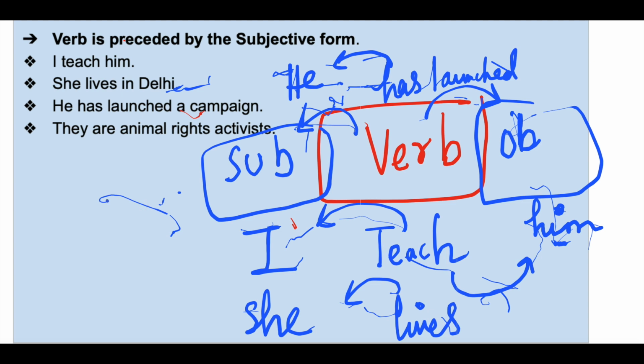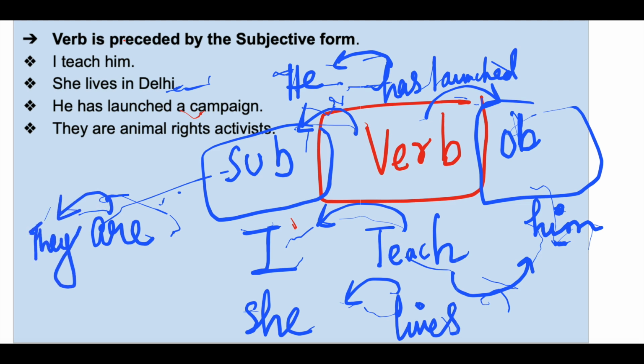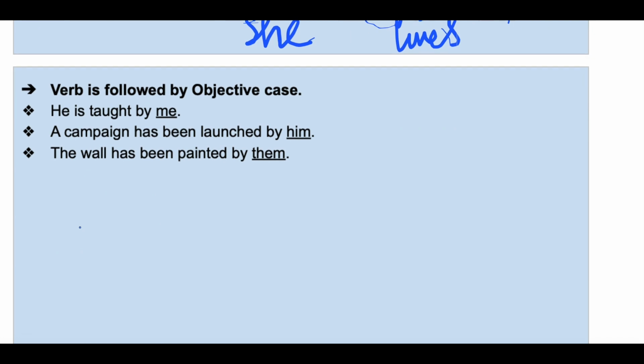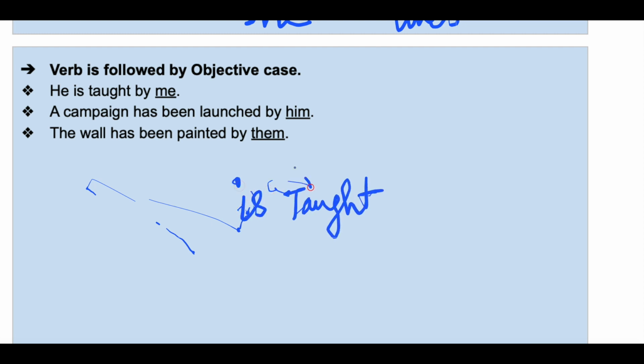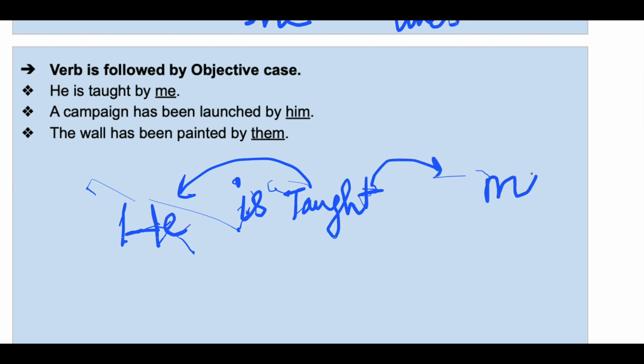They are animal rights activists. What is the verb here? The verb is are. And before verb subjective case. So they. Okay. I hope it is clear. So verb is followed by objective case. He is taught by me. Verb is taught. He is taught is the verb. Before verb subjective case he and after verb objective case me.